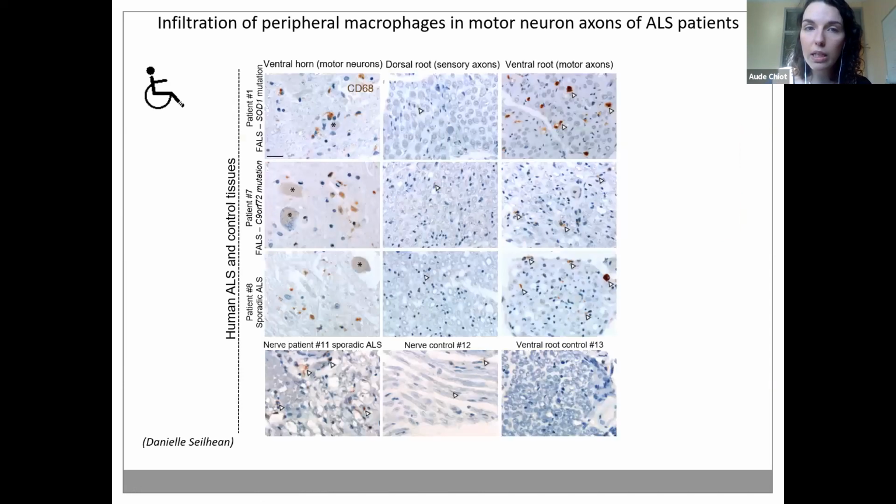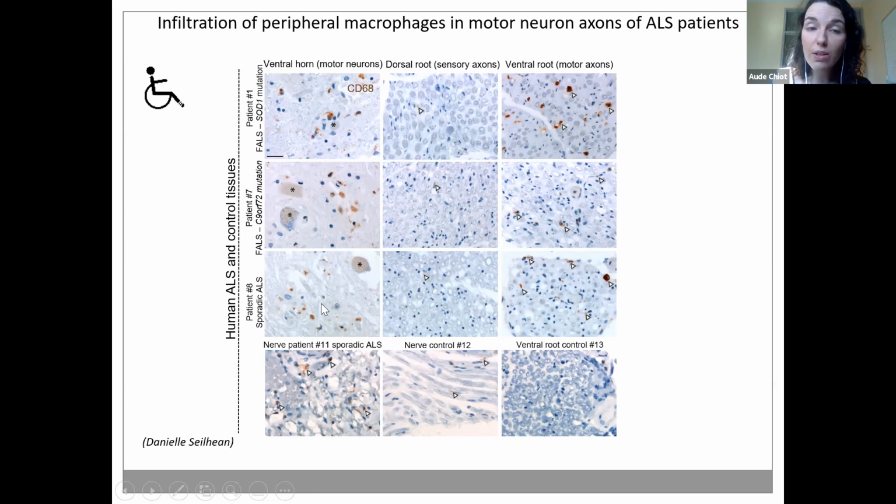Then we wondered what's happening in humans. We had access to ALS patient tissues thanks to Daniel Seilhean, the neuropathologist associated with the team. We were able to confirm that in those patients, there was an activation of microglial cells in the ventral horn of the spinal cord.